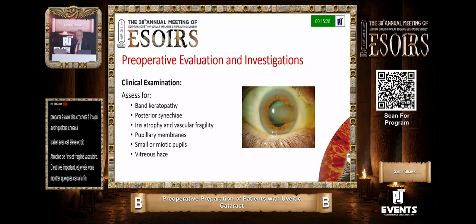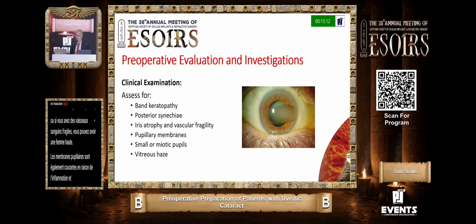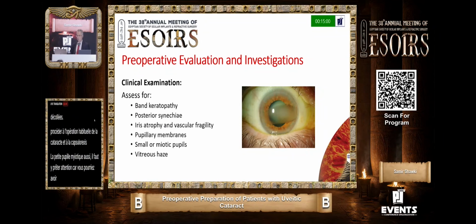Because when you use hooks, you may cause sphincter rupture, or if you have fragile blood vessels, you may have hyphema. Pupillary membranes also are common because of the inflammation, and they need to be peeled before proceeding with the usual cataract surgery and the capsulorhexis. The small miotic pupil also deserves attention, because you may have problems with dilatation, and if you don't have proper dilatation of the pupil, this will make your surgery difficult.